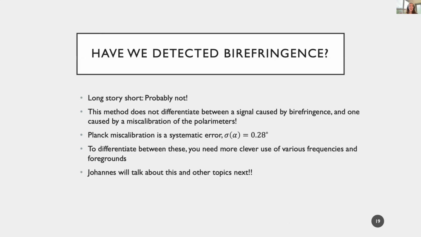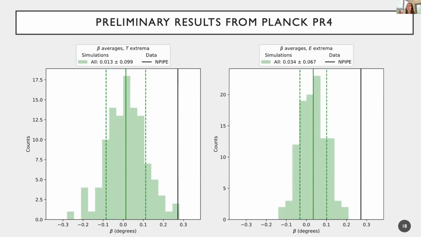So the thing is, have we detected cosmic birefringence? And the long story short is probably not. The really important piece about this is that this method does not differentiate between a signal caused by actual cosmic birefringence and one that would be caused by a miscalibration of the polarimeters. Those polarimeters that are looking for light, if they're ever so slightly offset, then you'll get a signal that looks identical to cosmic birefringence. And the Planck miscalibration angle systematic error is 0.28 degrees. So we're well within that range.